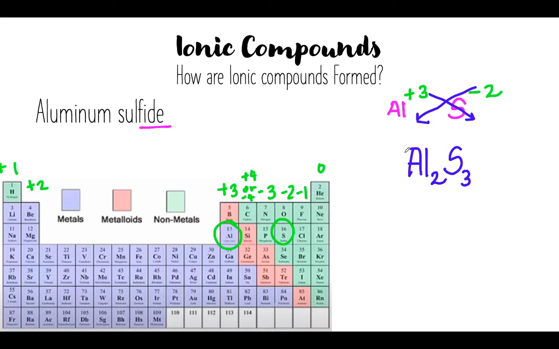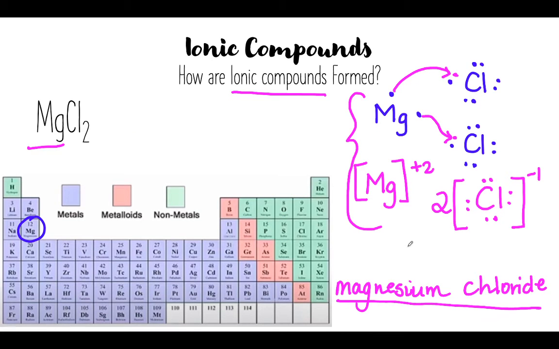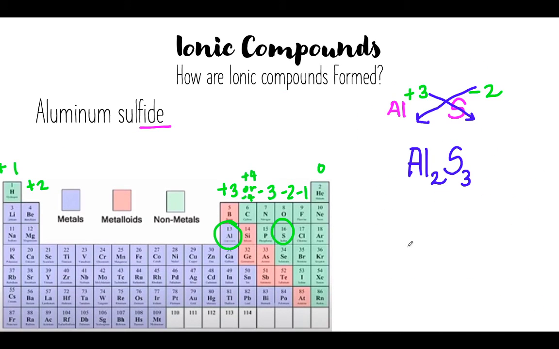So that is it for you to figure out the chemical formula. Now, if you were to draw out the aluminum and the sulfur and do the electron transfer like I've shown here, it is possible. So if you want to do that to gain a deeper understanding of what's happening, feel free to do that. But this is the shortest way that you can figure out the chemical formula of a compound.